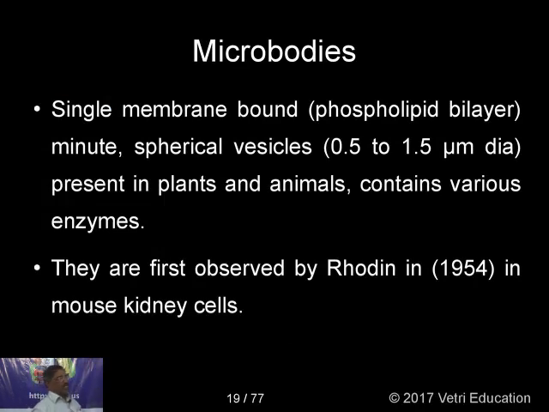The next cell organelle is microbodies. These are single membrane bound, made up of a phospholipid layer, minute spherical vesicles ranging from 0.5 to 1.5 microns, present in plants and animals, containing various enzymes. They were first observed by Rhodin in 1954 in mouse kidney cells.